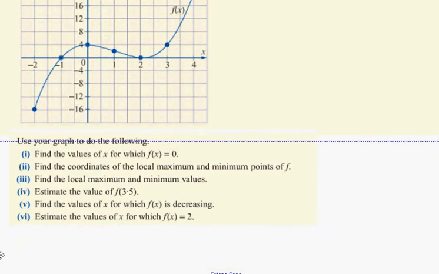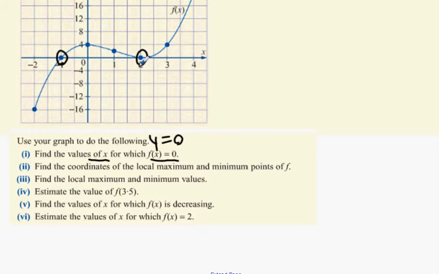Find the values of x. Now, is x an input or an output? Inputs. Find the input values when the output values are 0. When is the output value 0? Basically, when is y equal to 0? We have -1 and 2. Is that right?